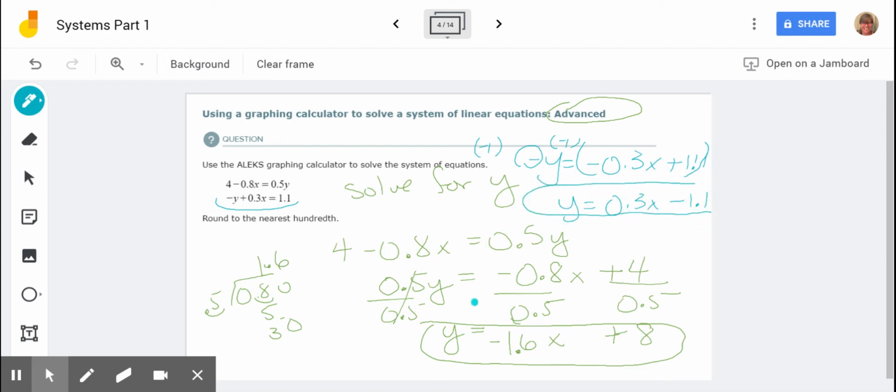And you are going to look for the intersecting point for that. So don't think you're done if you've gotten to that point. You're looking for the x and the y intersection. The x and the y point of intersection.